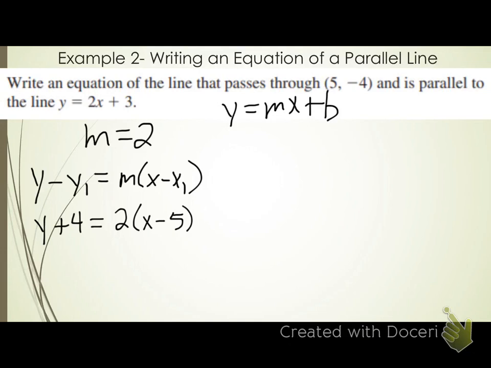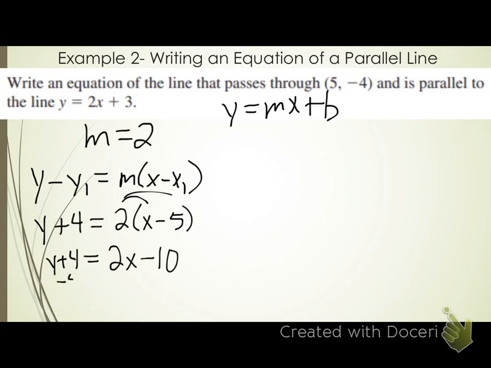On the right side of the equation, I've got a number outside the parentheses. What would I do with that? Distribute. 2 times x is 2x. 2 times -5 is -10. Now, how would I get y by itself?